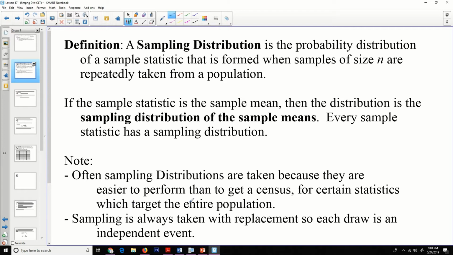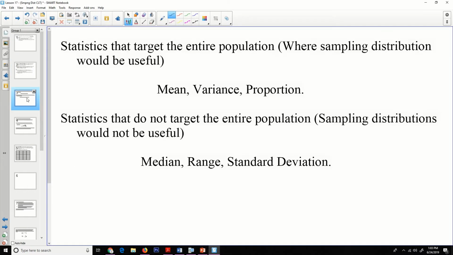And sampling is always taken with replacement, so each draw is an independent event. If you don't have replacement, the probability changes each time. So independence is a very important part of this.